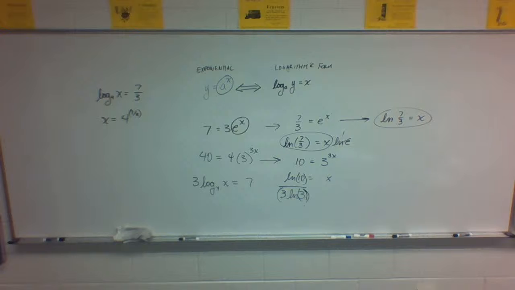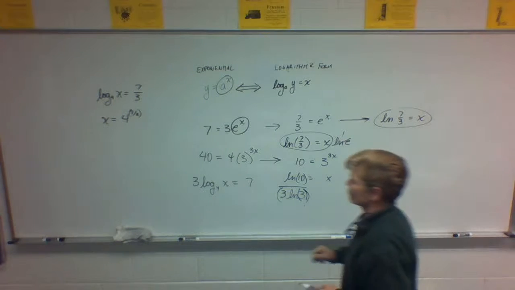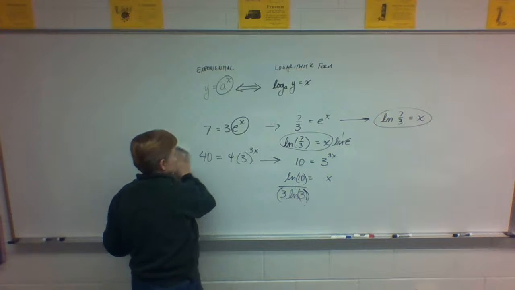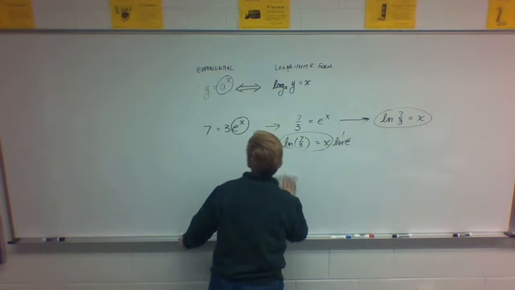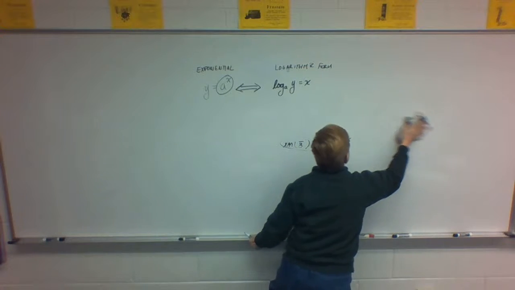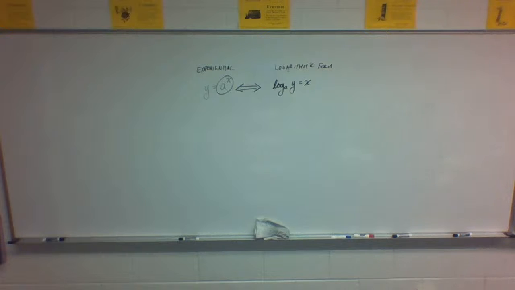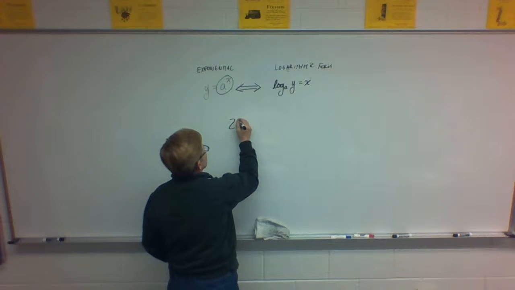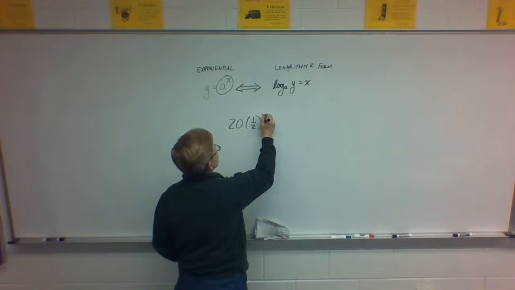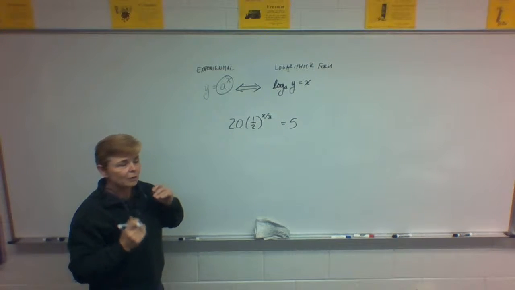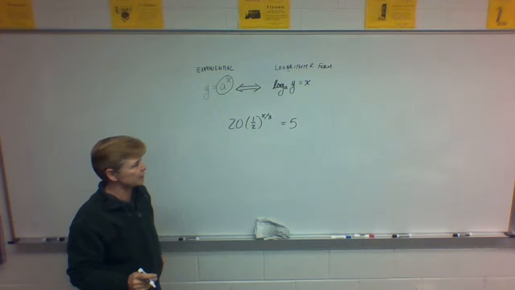Okay, so look at example 1. They've got an equation for us there. What's the ultimate strategy? Change it to a log. Why are you going to change it to a log? Because it is an exponent. 20 times 1/2 to the x over 3 equals 5. Ugly? Not very hard to handle, as long as you understand the path you're going to take.